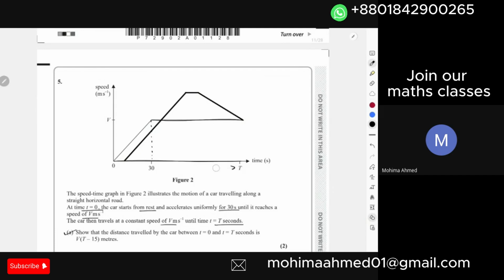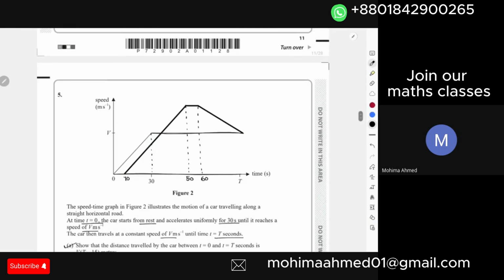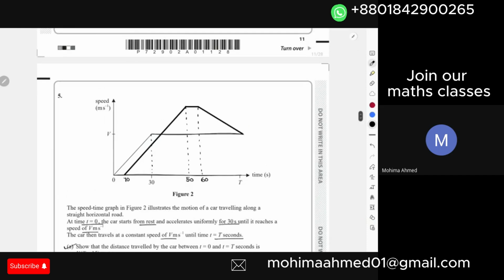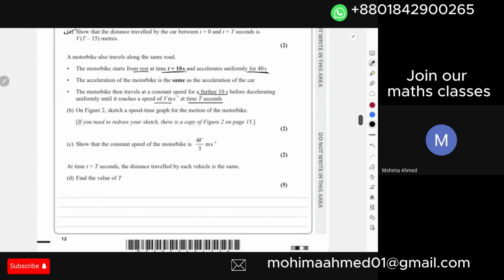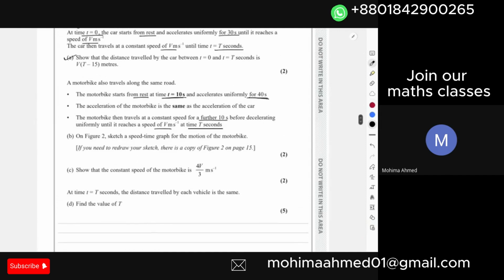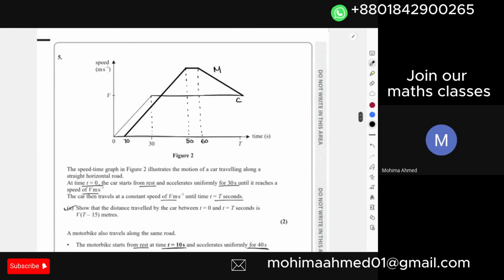There's no point writing this over here, but I can write where 50 and 60 will be. This is your t equals 50. This is for the next 10 seconds, which is going to be 60. And this is your 10. Right, that's it. I don't have any other information for the motorcyclist. So this is for the motorcyclist and this is for the car. And after this, now they're saying, show that the constant speed of the motorbike is 4v by 3.